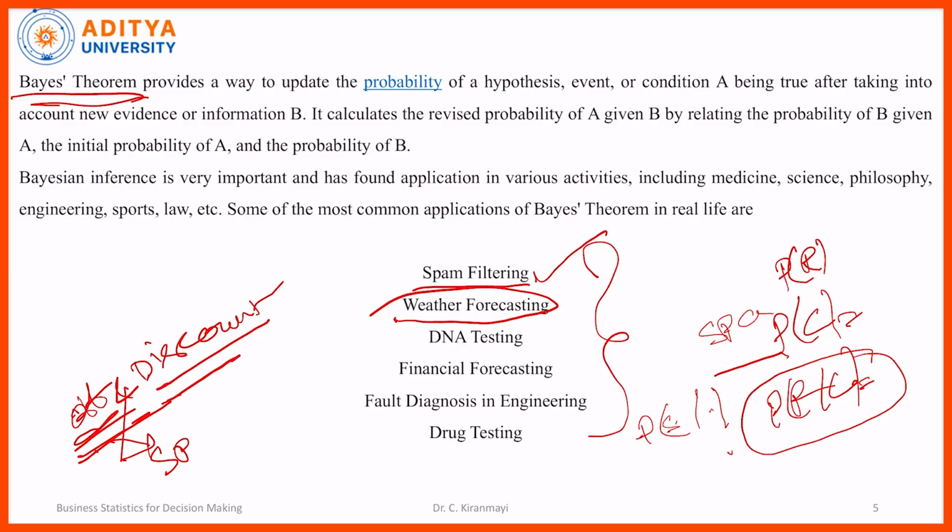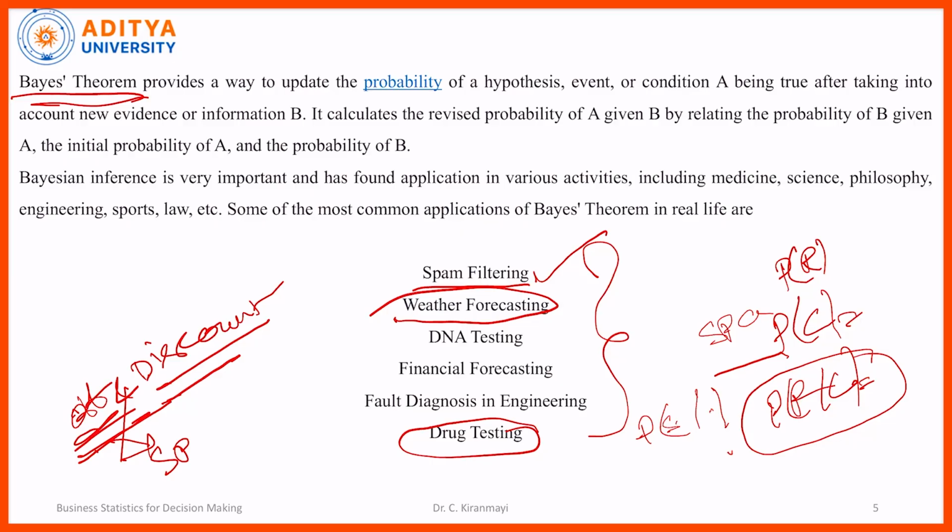So, that is how, even in weather forecasting, we can make use of this Bayes theorem. And also in drug testing, even in the healthcare industry, we can make use of Bayes theorem. For example, if there is a new drug, what is the probability of getting a side effect when the new drug is given to a particular patient?